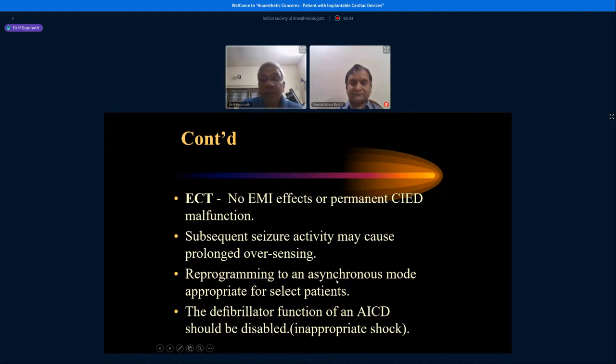In some patients, say who have to have multiple treatments, or maybe bipolar disorders or something, reprogramming to an asynchronous mode might be appropriate. And the defibrillator function of an AICD, which is the anti-tachydysrhythmia function, should be disabled, as recommended by the ACC-AHA, because it can cause inappropriate shocks to the myocardium.